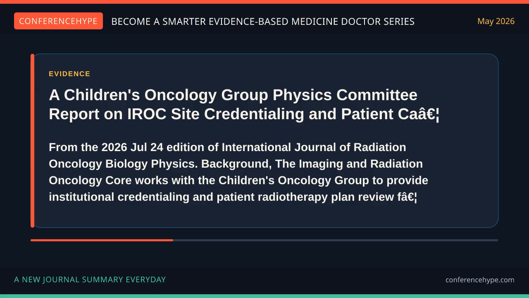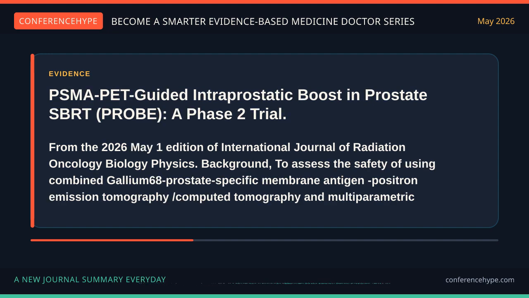failure modes, often before they affected enrolled patients. Discussion: while the final rate of protocol deviations was low for COG protocols, many errors were identified through the case review and credentialing processes, highlighting the continued need for quality assurance checks of radiotherapy data in clinical trials. From the 2026 May 1 edition of International Journal of Radiation Oncology Biology Physics.